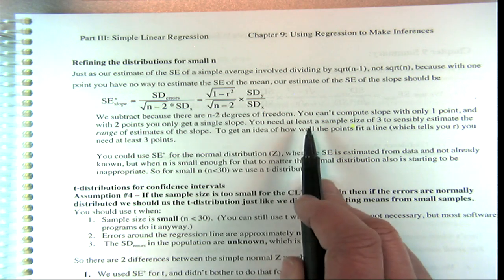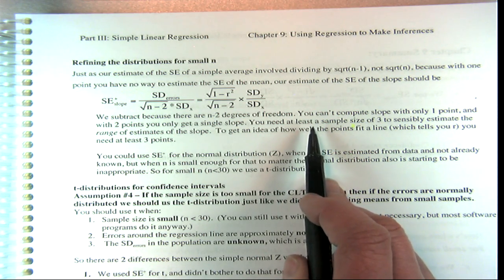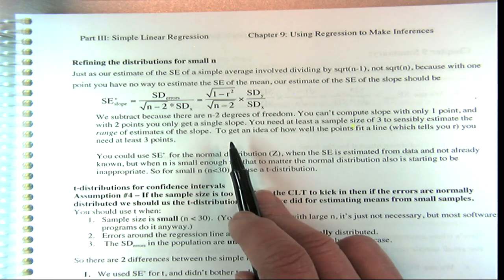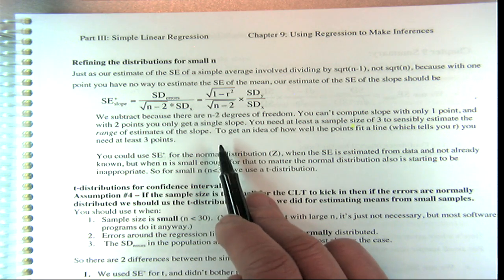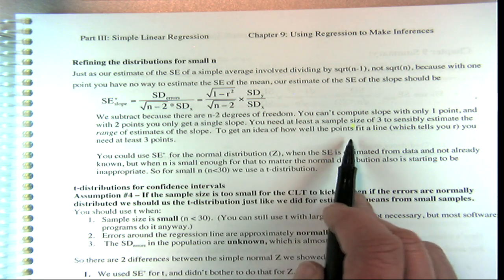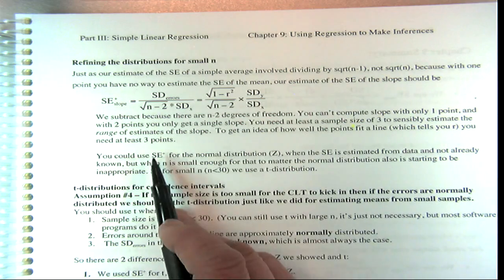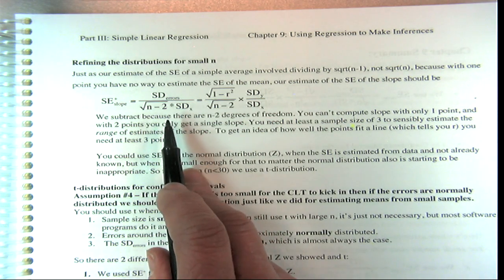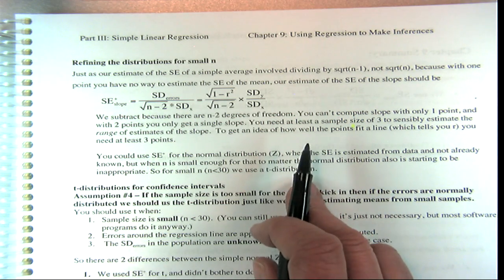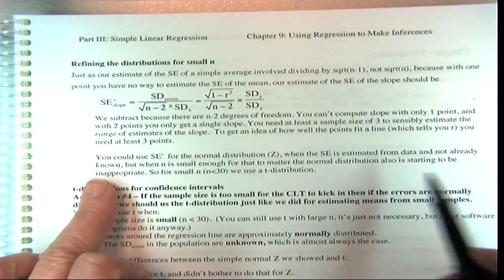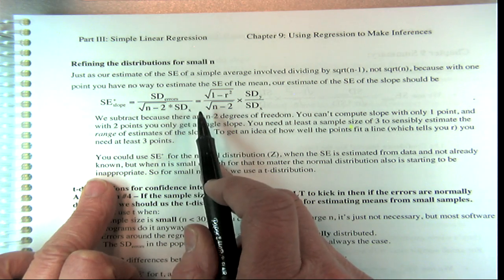So you need at least a sample of 3 to sensibly estimate a range of estimates for the slope. So you can see how much it could vary. You can't do that with 2 points, because any 2 points give you a line. You wouldn't be able to see the range at all. So to get an idea of how well the points fit a line, you need at least 3 points. The first 2 don't tell you anything yet. You need 3. So we subtract off 2. All right, so this is our formula right here.